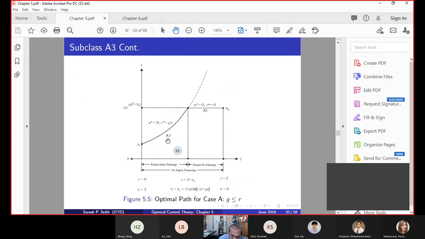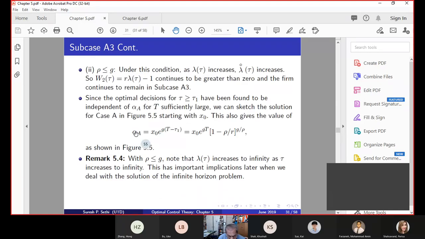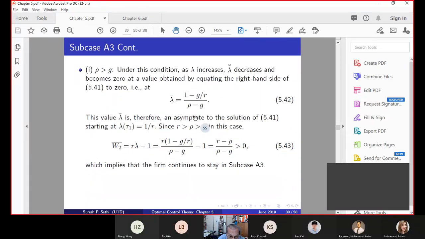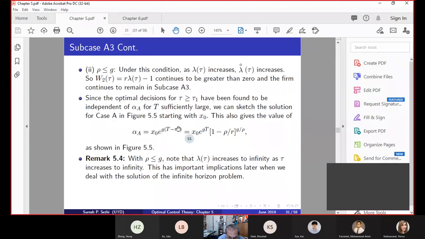Now I switch the time back to small t. When I switch the time to small t, I can begin with x0, and when I'm growing at rate g, because my x circle, notice what happens. X circle is minus gx, so x dot is plus gx, which means the x is growing at the rate g. If x is growing at the rate g, then x at t minus tau 1 will be exactly x0 times e to the g, t minus tau 1.